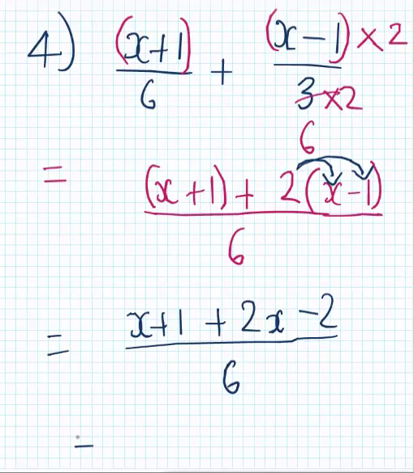And now have a look at your top terms. Is there anything we can simplify? Anything we can add? Well, I've got an x here and a positive 2x. Well, 1x plus 2x, that's just 3x. And I've got a positive 1 minus 2. Well, 1 minus 2 is minus 1. And they're all over 6. I'll just squeeze it in. And that's your final answer. And remember, you cannot simplify that 3 and that 6.